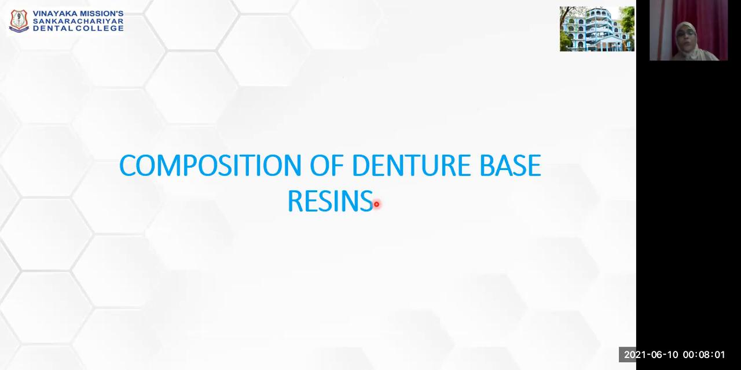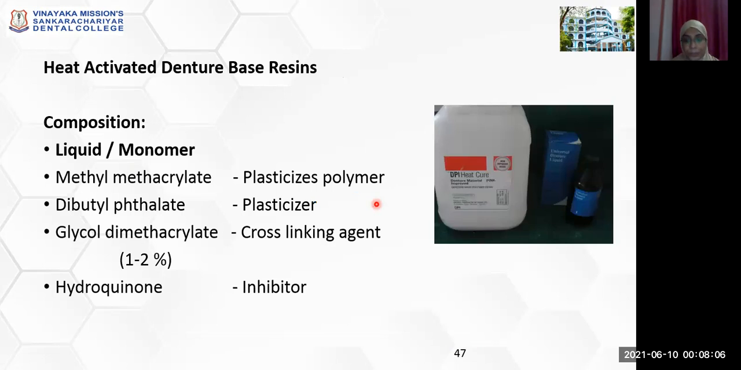Next, now we will see the composition of these denture base resins. So I told you, based on the activator used, we have three different types, and you also have some other types. So first let us see about the heat activated denture base resin. In heat activated denture base resin, you are going to have two components. You are going to have a liquid or monomer, and then you are going to have a powder or a polymer. So in liquid, what is it you have? In liquid, you are going to have methyl methacrylate, dibutyl phthalate, glycol dimethacrylate, which is a cross-linking agent, and you will also have hydroquinone, which acts as an inhibitor.